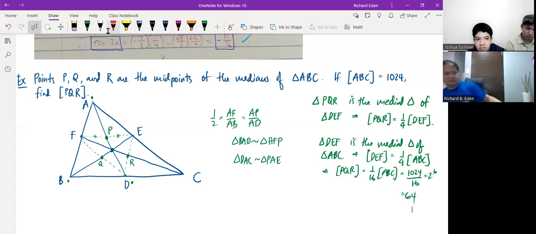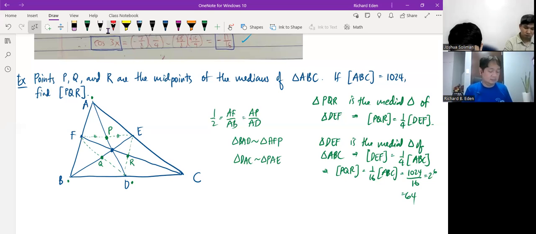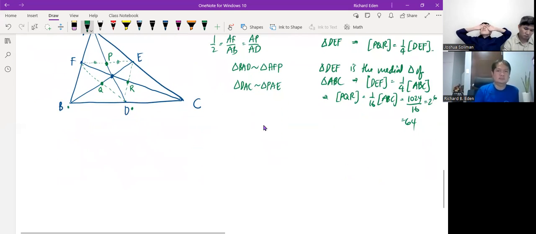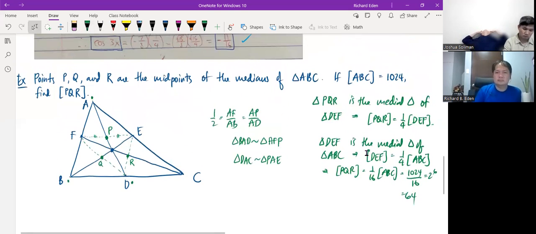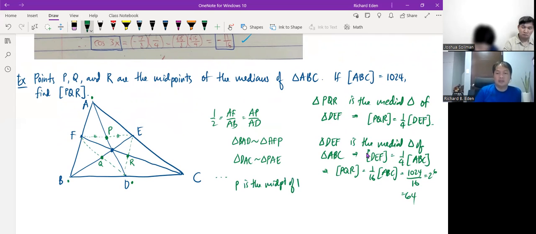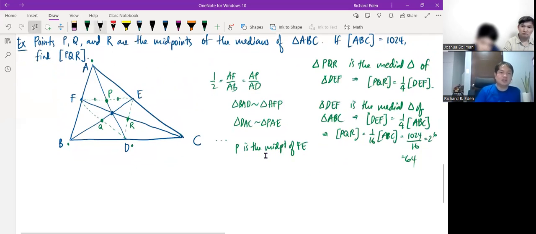All right, so we didn't write down anymore the entire argument, but eventually it's going to lead to P being the midpoint of FE. And then it's the same story: Q and R are the midpoints of the green segments that are drawn here.